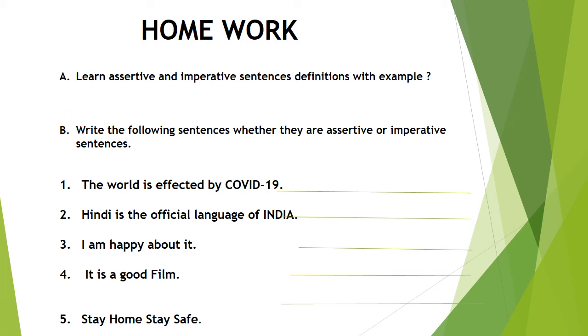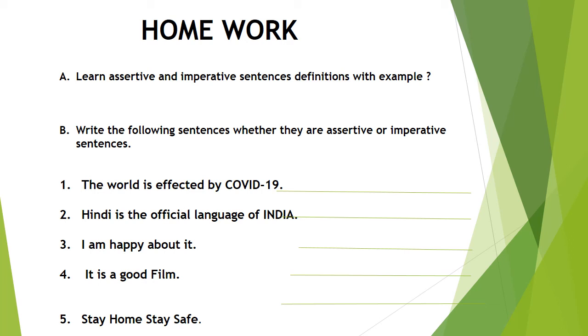Homework for the first online class. A. Learn assertive and imperative sentences, definition with example. B. Write whether the following sentences are assertive or imperative sentences. Just now we have discussed in the class about assertive and imperative sentences. Try to write with your own.